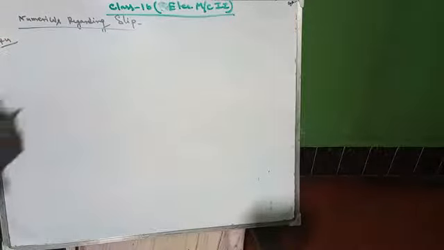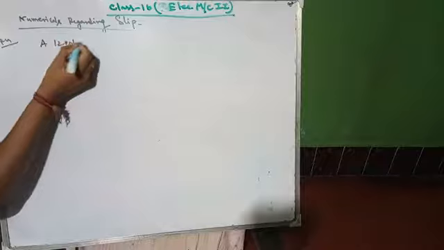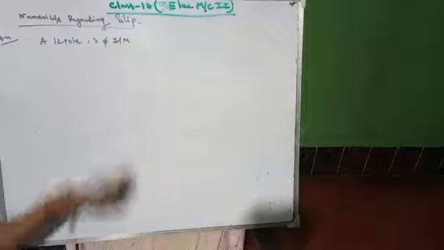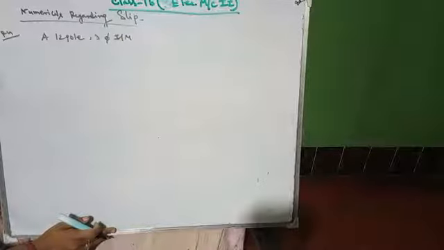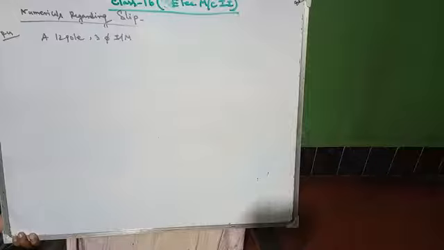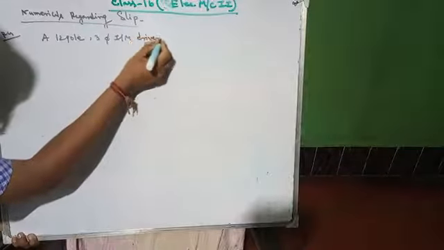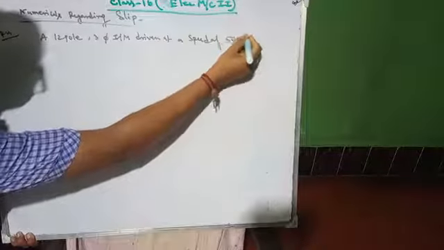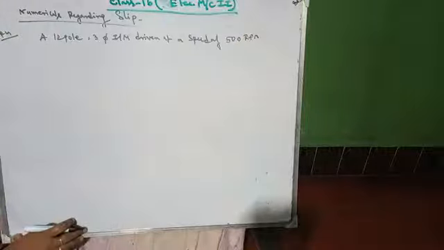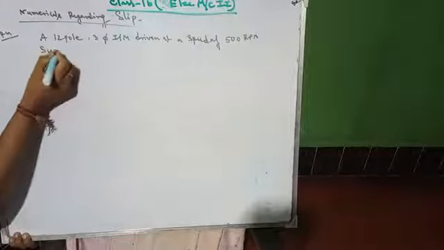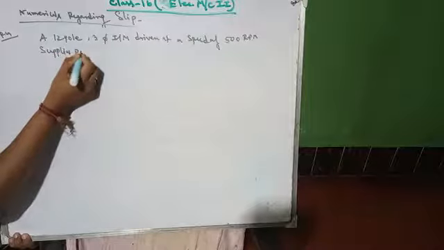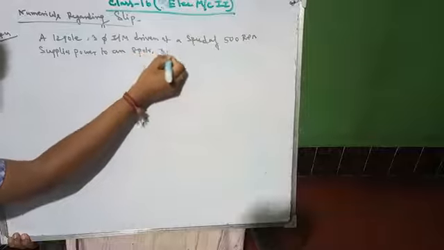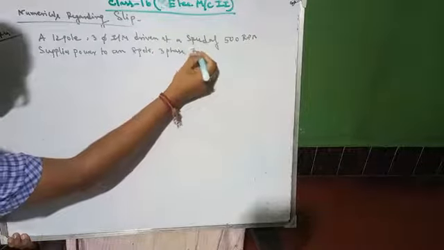So the fourth problem: a 12 pole 3-phase induction motor driven at a speed of 500 rpm supplies power to an 8-pole 3-phase induction motor.